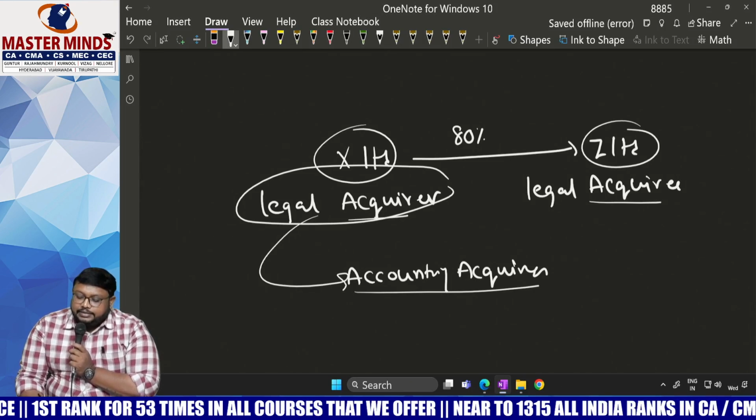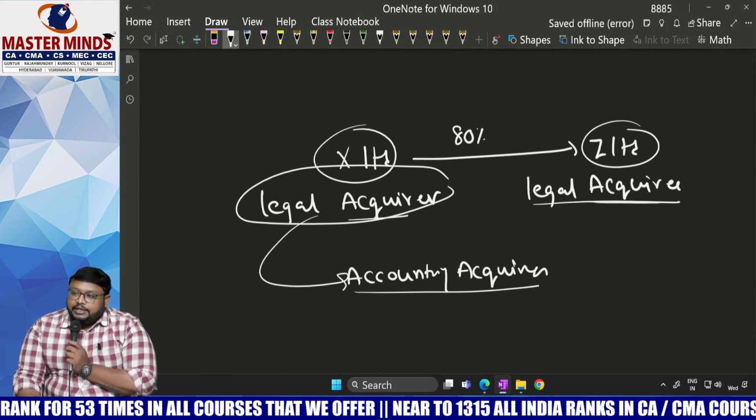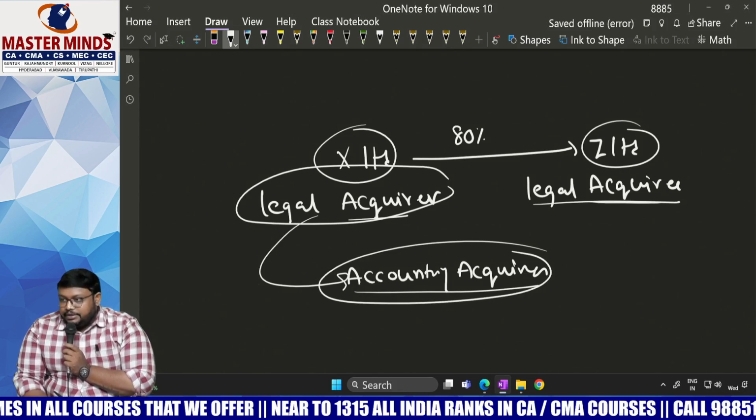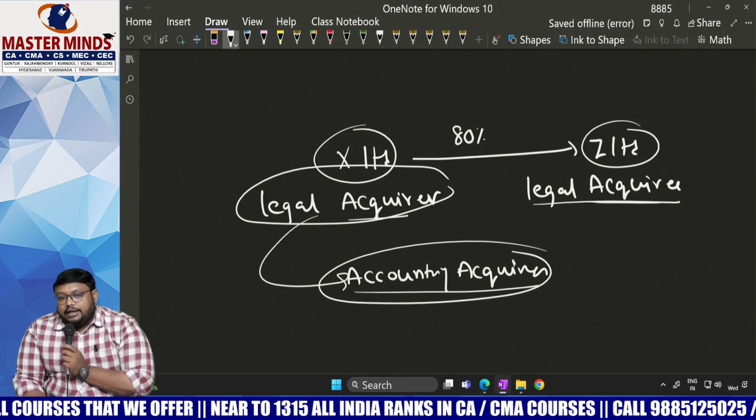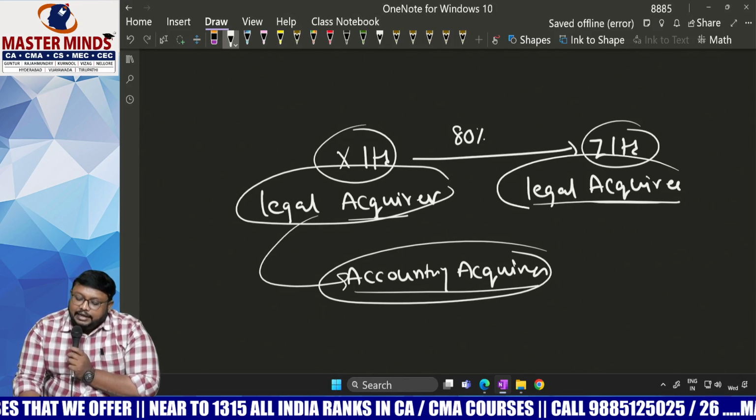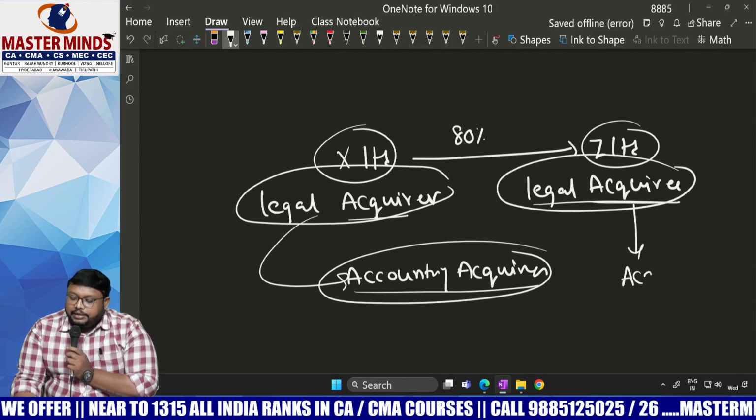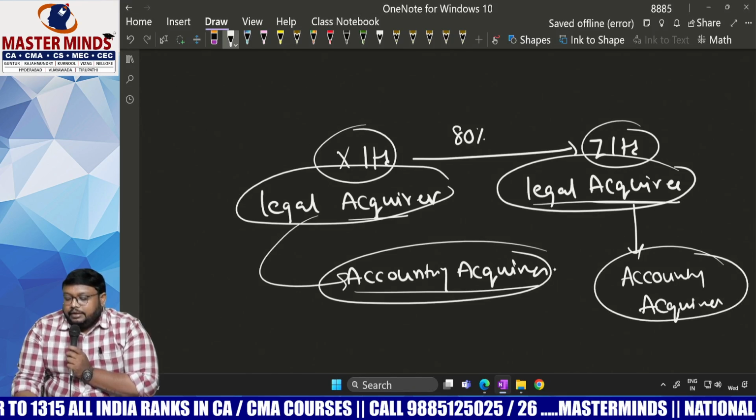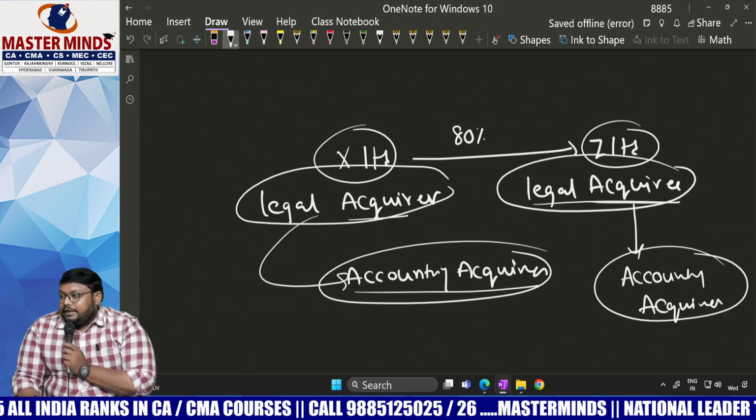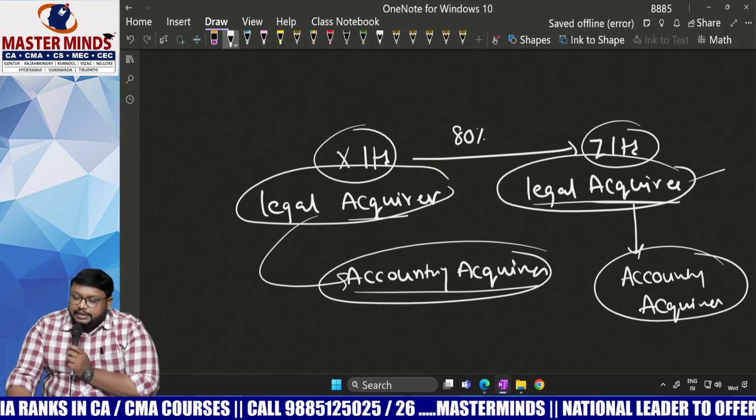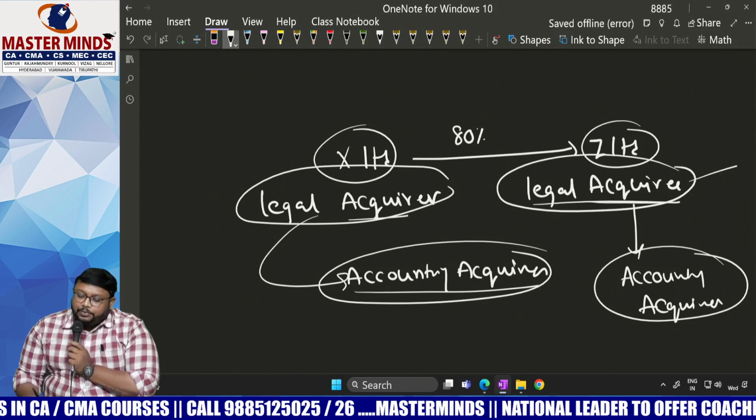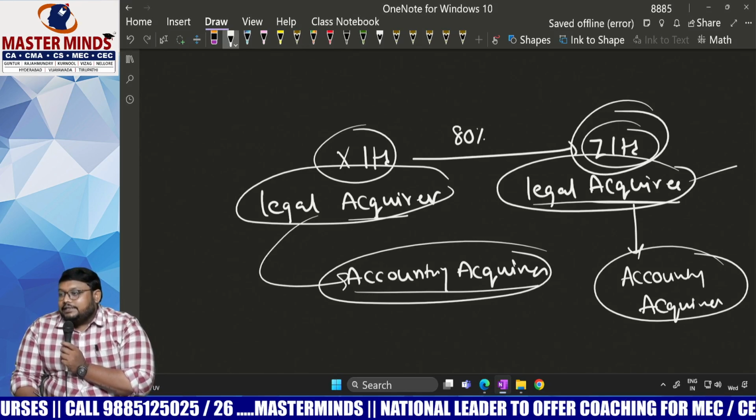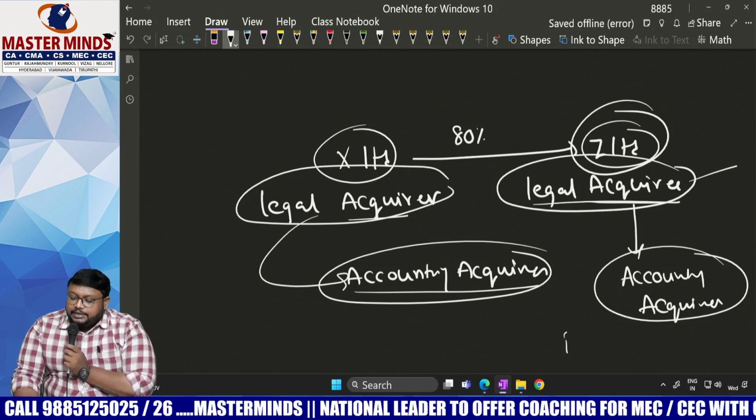Here legal acquirer is there, legal acquiree is there. Most of the cases, 90%, the legal acquirer and accounting acquirer are one and the same. But in some cases the legal acquiree will be the accounting acquirer. From a legal point of view, he is the legal acquiree only, but from an accounting point of view, Z Limited will be the acquirer. That concept we call reverse acquisition.